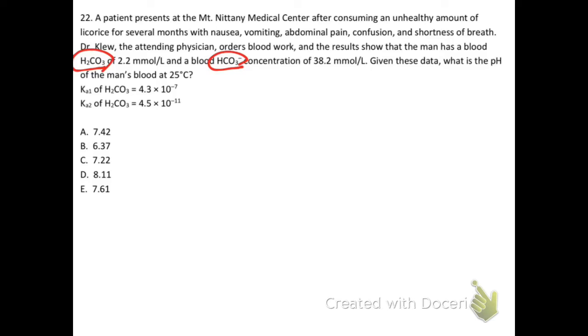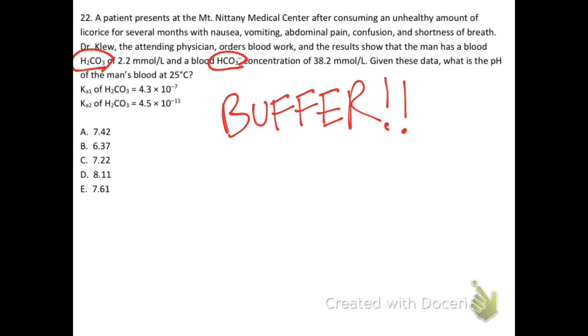Now, how are these two things related to each other? Well, they're a conjugate weak acid, weak base pair, right? Wait a minute. Hark! Weak acid, weak base pair, we're looking at a buffer. We've got a buffer solution, which means we can use Henderson-Hasselbalch to figure out the pH here. And that's precisely what we're going to do.